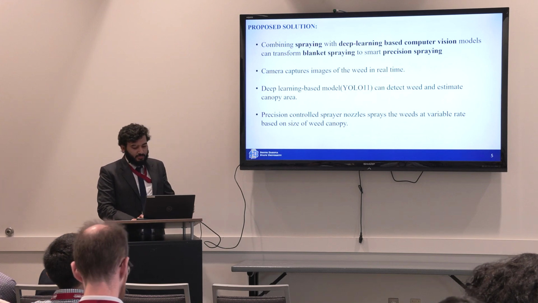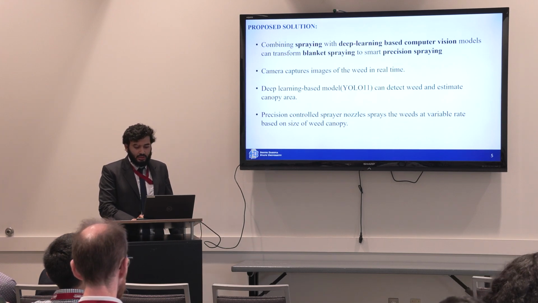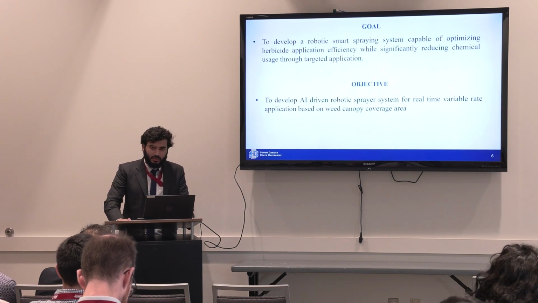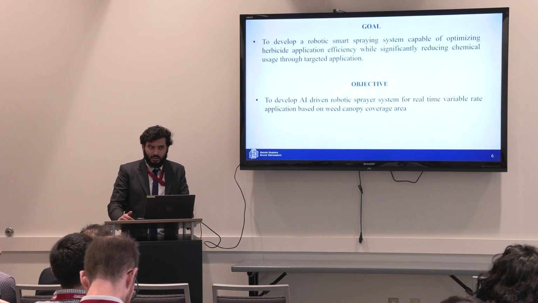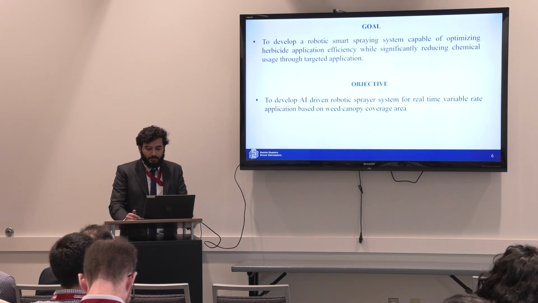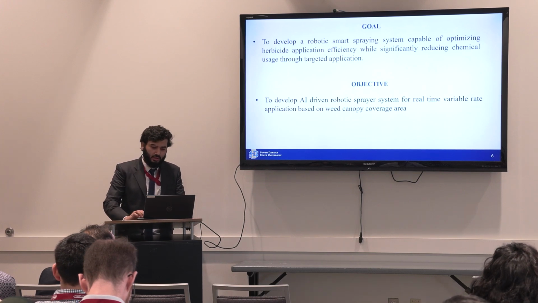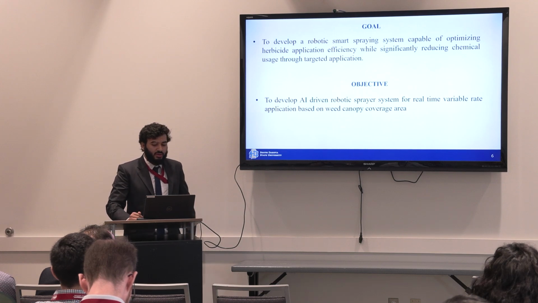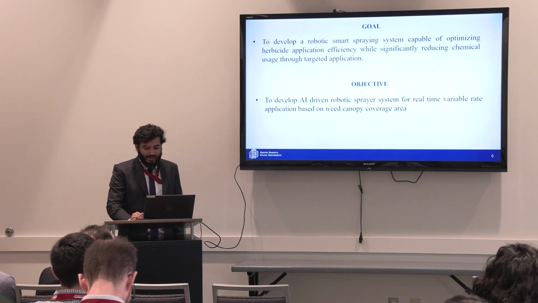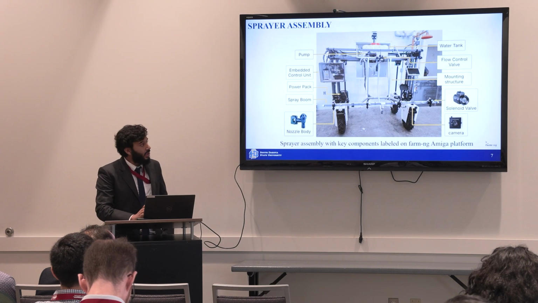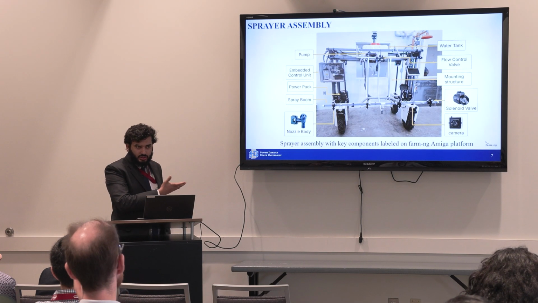For precision, precision controlled sprayer nozzles can be triggered to apply the product. The overall goal of this objective, we started this project a few semesters ago, is to develop a robotic smart spraying system capable of optimizing herbicide application efficiency while significantly reducing chemical usage and actually killing the weed. The objective at this point was to develop an AI-driven robotic spray system for real-time variable rate application based on weed canopy coverage area.